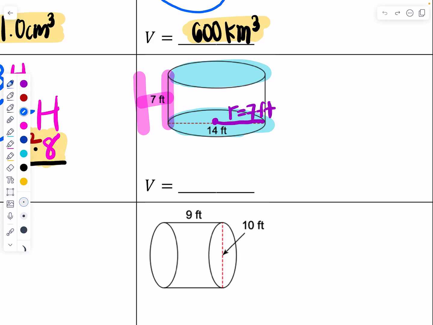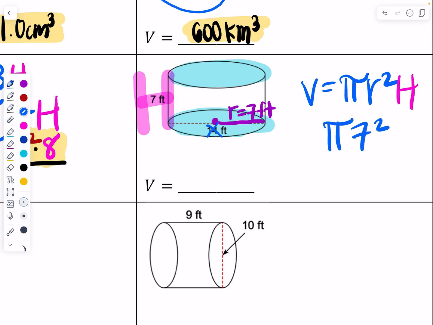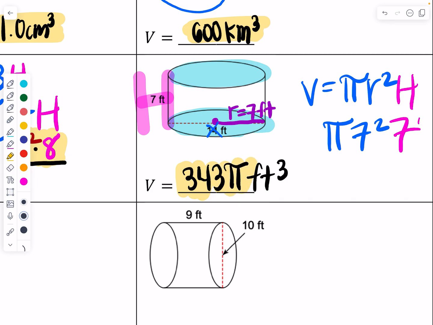So when I say that the volume is equal to pi r squared h, I'm going to fill in the correct thing. So that's going to be pi times 7 squared times your height. Well, my height is 7. So that ends up being 7 to the 3rd power, but you can just type it in as 7 squared times 7. That's going to give me 343 pi feet to the 3rd power. Okay.